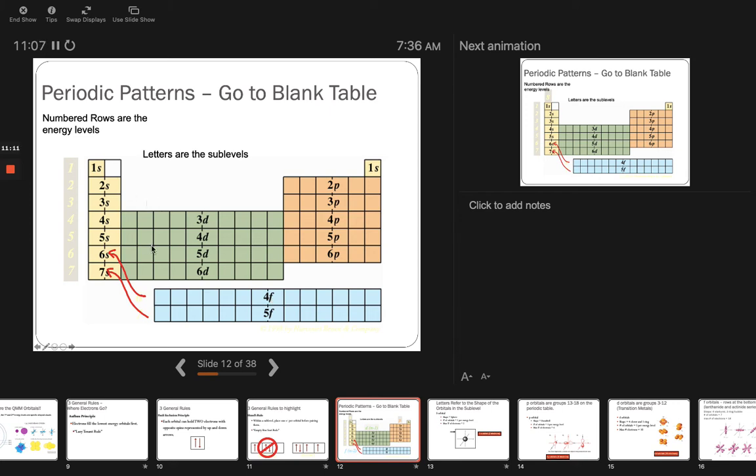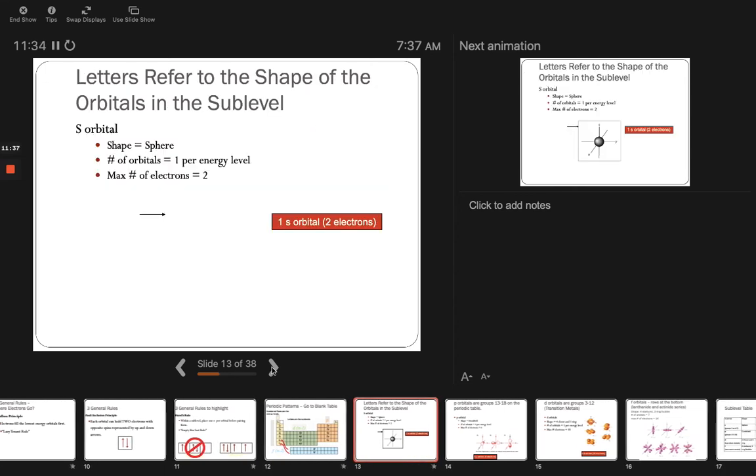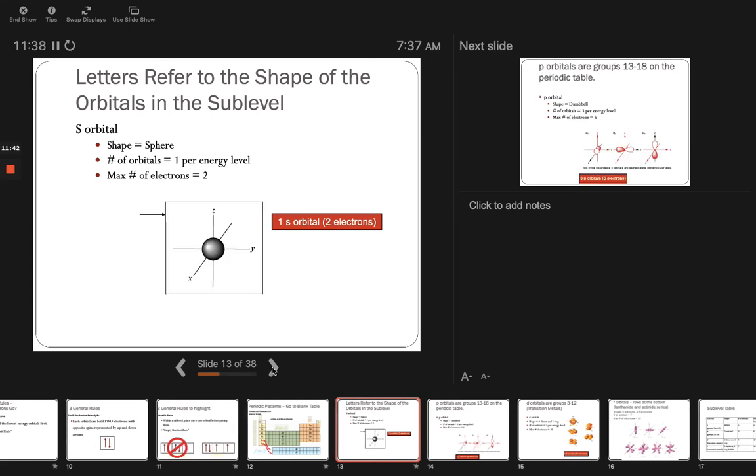Now, the other thing I want you to note is that, again, each energy level is this big number, and they correspond to the row. So you can know where the electrons are based on what row each of these elements are in. Okay, so again, this area is the S, this is the P, this is the D, and this is the F. All right, so let's go into these a little bit more. So letters refer to the shape of the orbitals in the sublevel.